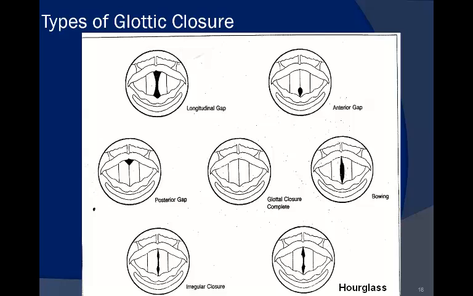The top left shows a longitudinal gap, which may be the result of vocal fold paresis or paralysis. The top right shows an anterior gap. Most laryngologists feel that this is likely indicative of laryngeal muscle tension. The bottom left shows irregular closure, and the bottom right shows an hourglass closure. Hourglass closure is very typical for vocal fold nodules.